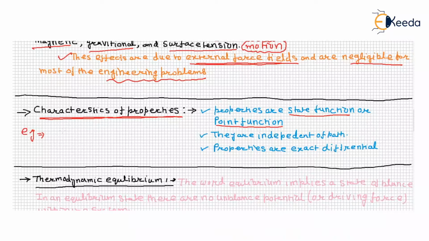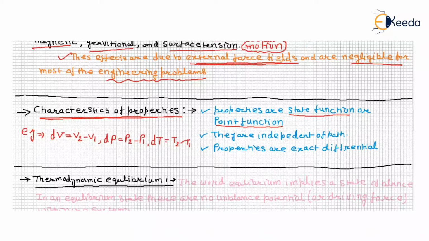For example, if we define volume, volume is a point function. Why? Because it is defined at a point. That means it is defined by a state. If we differentiate it, that means exact differential, V2 minus V1. If you define pressure, this is an exact differential, that means P2 minus P1. If you define temperature, exact differential, T2 minus T1, right?